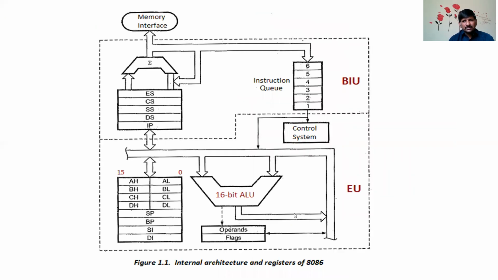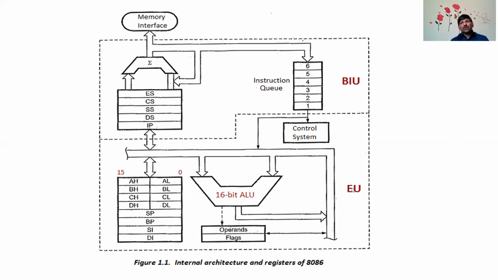Next, architecture. If you look at the architecture of the 8086 microprocessor, it is divided into 2 parts: first, the bus interface unit, next, the execution unit. The bus interface unit is responsible for interfacing with external I/O devices or memory devices. The execution unit executes the corresponding instructions.